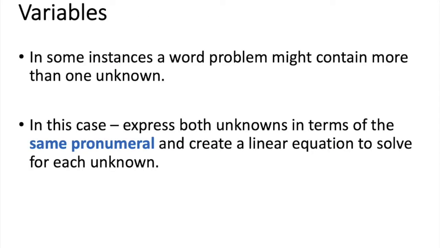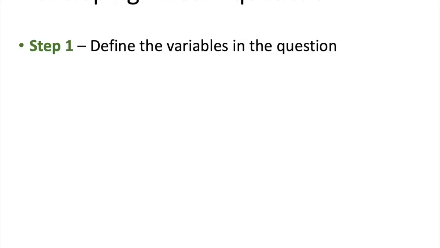When you are developing linear equations that have two or more unknown variables, what you want to do is express the unknown variables in terms of the same pronumeral, and then create a linear equation using that one pronumeral or that one variable. So step one is going to be to define the variables in the question, and you're going to do that using the same letter.